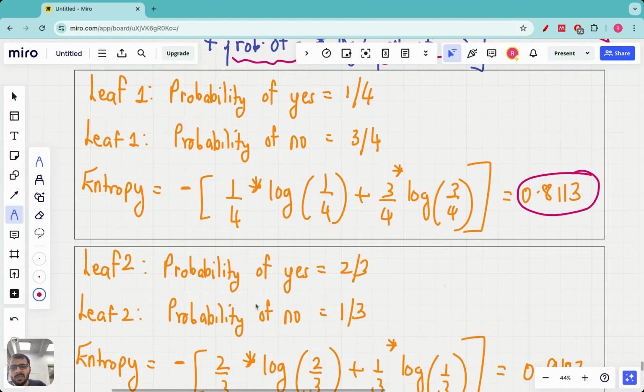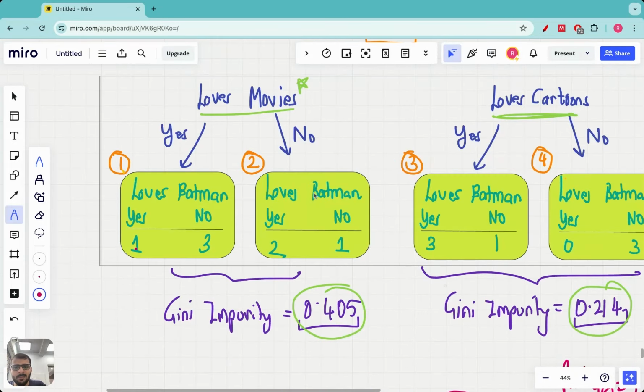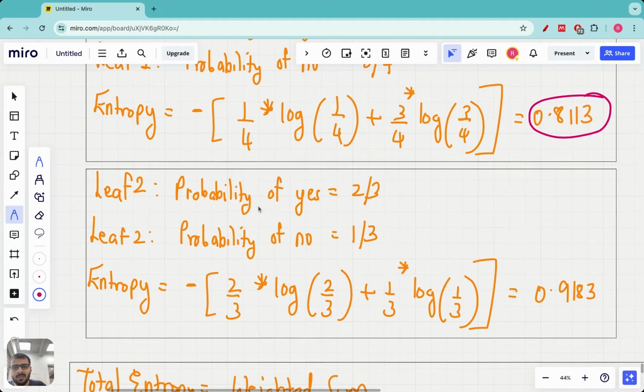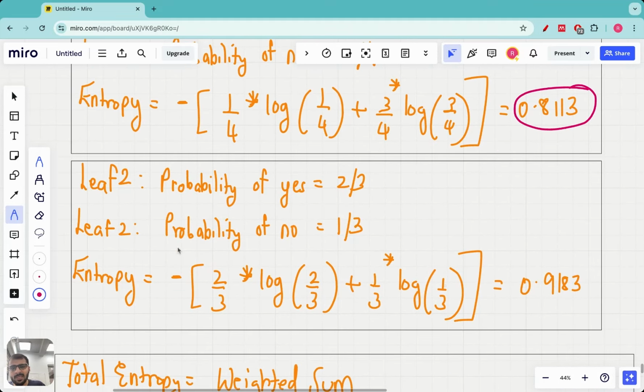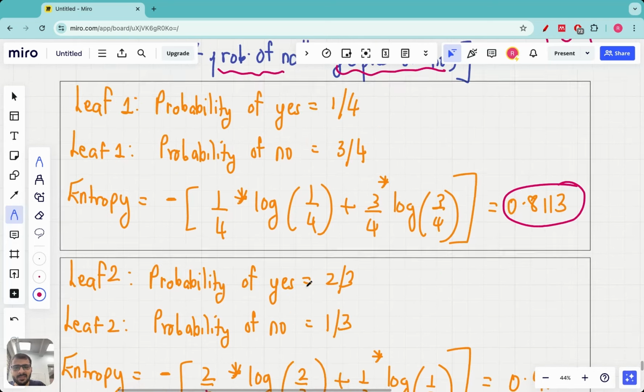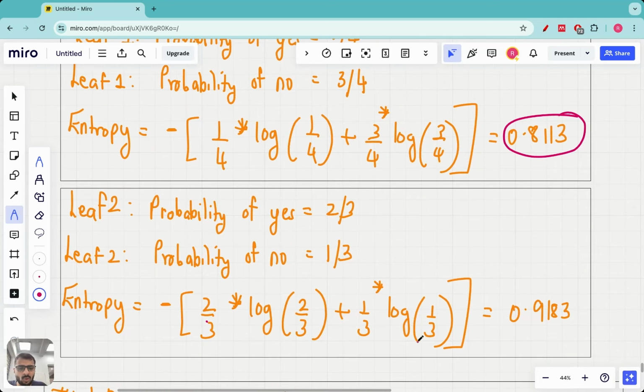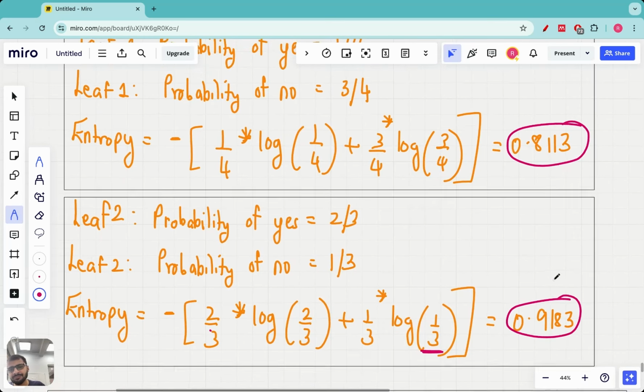And then for the leaf on the right hand side, the probability of yes is equal to 2 by 3, the probability of no is equal to 1 by 3. So then the entropy is given as follows: negative of 2 by 3 into log of 2 by 3 plus 1 by 3 into log of 1 by 3. So then this will be 0.9183.